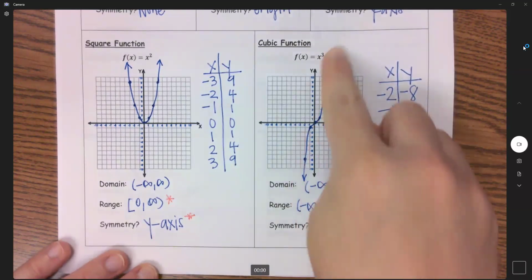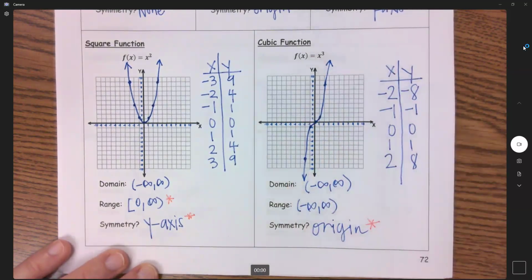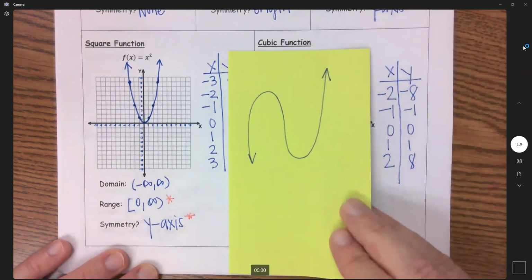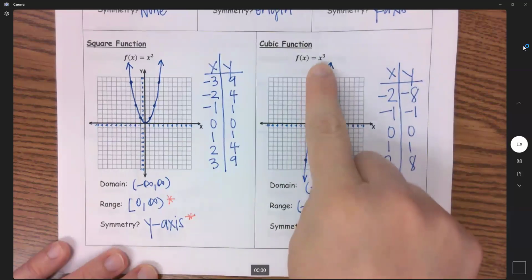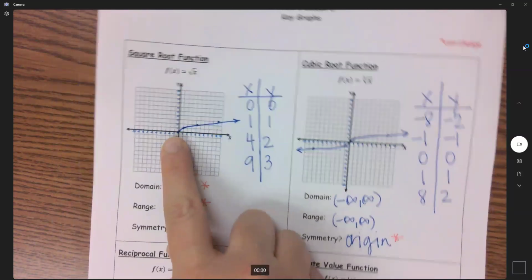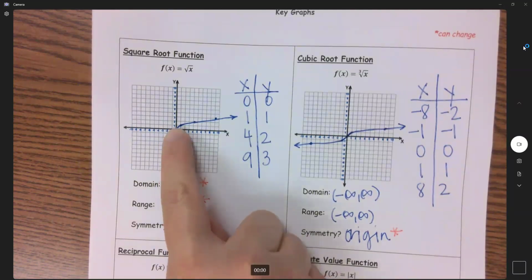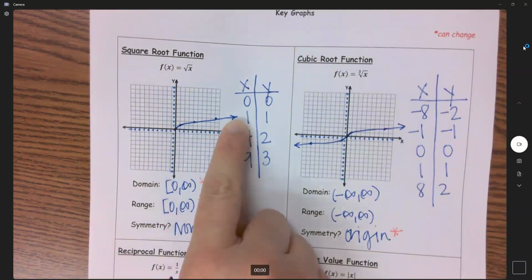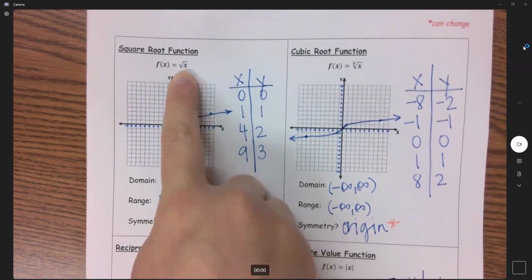If you see something that looks like this, that's all bendy, and again, it can be more dramatic, then you need to know that that's an x cubed. If you see what I call our eyebrow function, where you can see it start somewhere and then keep going, that is your square root.